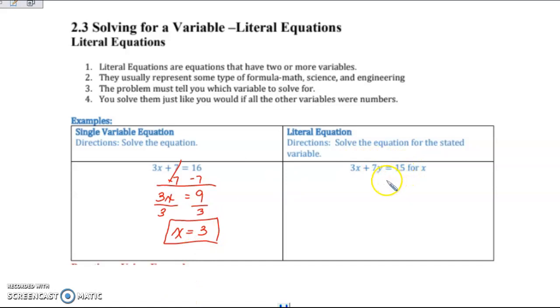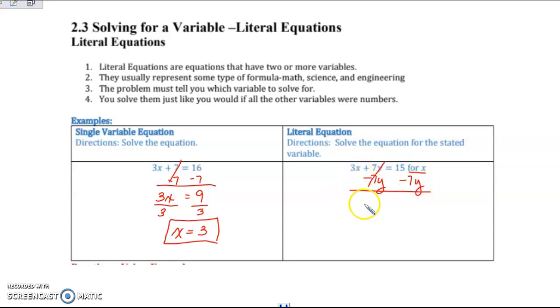With literal equations, you have more than one variable, and they want you to solve the equation for the stated variable. So this one is 3x plus 7y equals 15, and they want us to solve for x. They want us to get x by itself with everything else on the other side of the equation. The best way to do this is to decide which side you want your variable on. It's already on the left, so I'm going to leave it there, and I'm going to move this 7y, and then eventually I'll move this 3. So the first thing I'm going to do is subtract 7y from this side to move it to the other side.